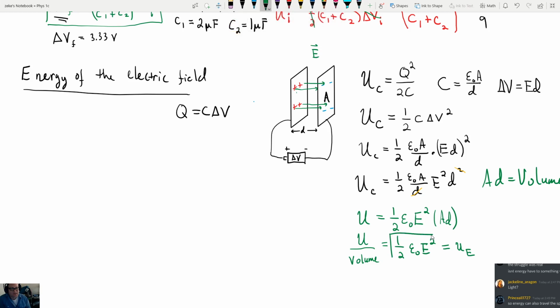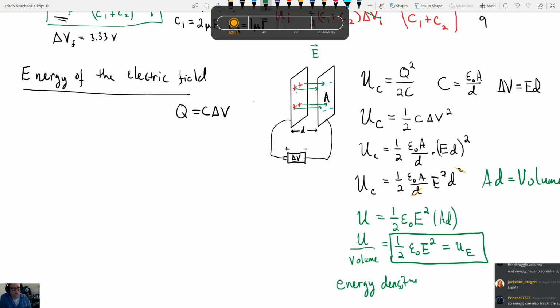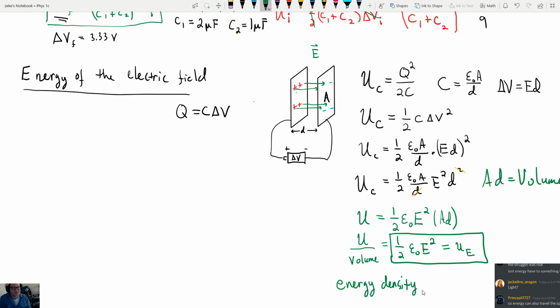This is going to represent the energy per unit volume for the electric fields. We call this the electric field energy density. Is that what we call it? The energy density of the electric field might be a better way to put it. So this is the energy density of the electric fields.